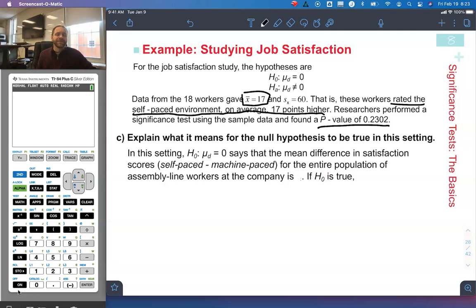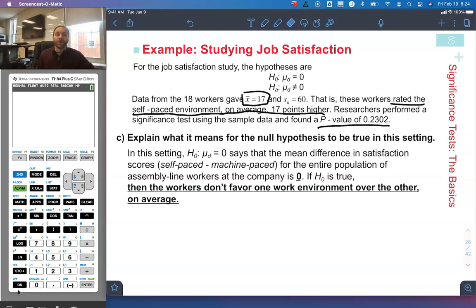So right away it says explain what it means for the null hypothesis to be true in this setting, and that means mu sub D equals 0. That means the mean difference in satisfaction scores, self-paced minus machine-paced, for the entire population of assembly line workers is 0. In other words, if the null was true, if the claim that there is no difference was true, then the workers would not favor one work environment over the other on average. So if the difference was 0, the self-paced and machine-paced ratings would be close to each other. So the workers would not favor one work environment over the other on average.